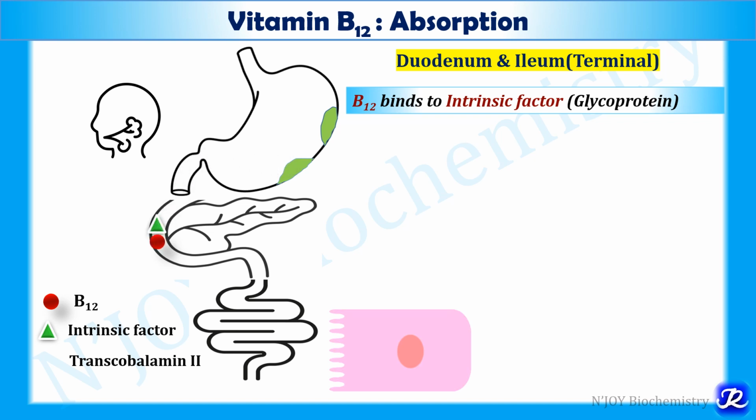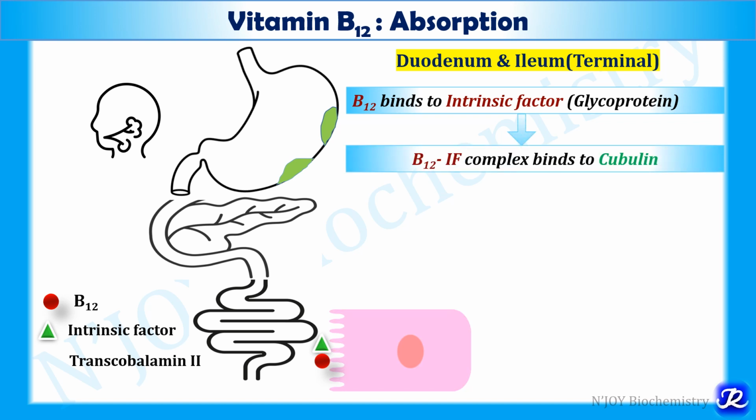Then this intrinsic factor and vitamin B12 complex reaches the terminal ileum, where the absorption of this complex occurs in the enterocytes. This complex binds to the tubulin receptors present on the enterocytes, and then this complex is internalized. So vitamin B12 requires intrinsic factor for internalization in the enterocytes, and this is an energy dependent and calcium dependent process.